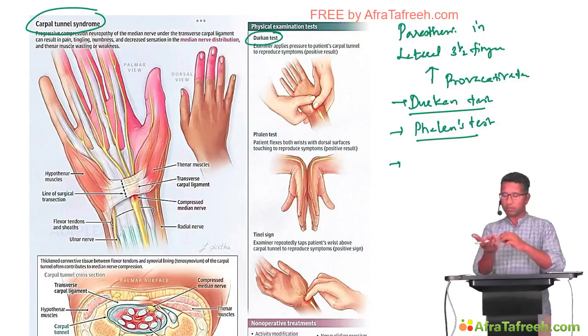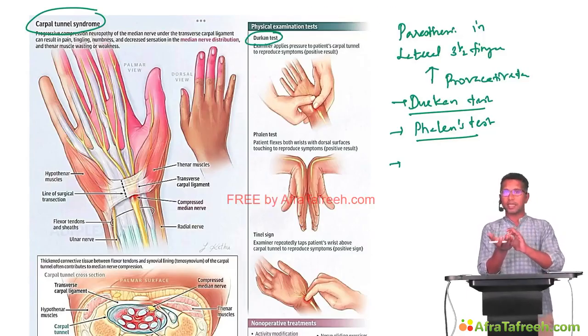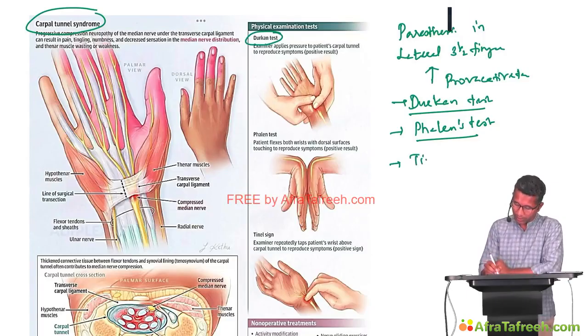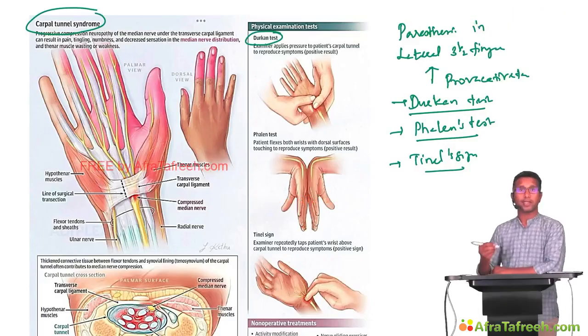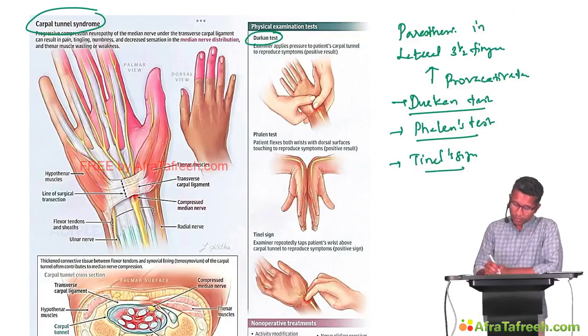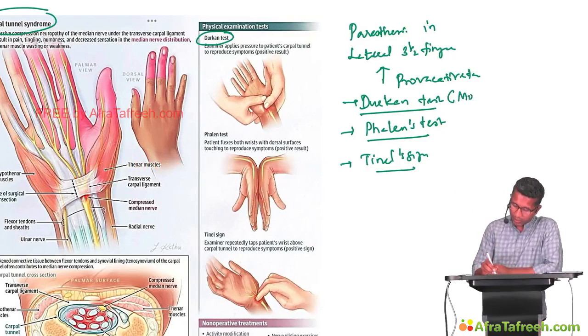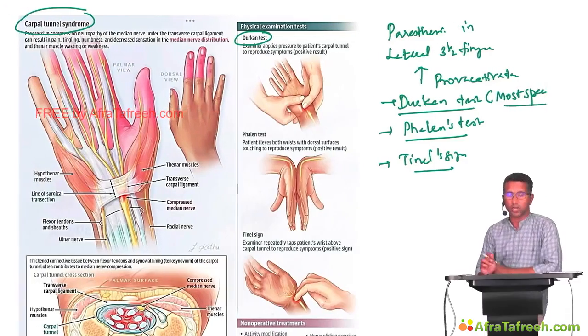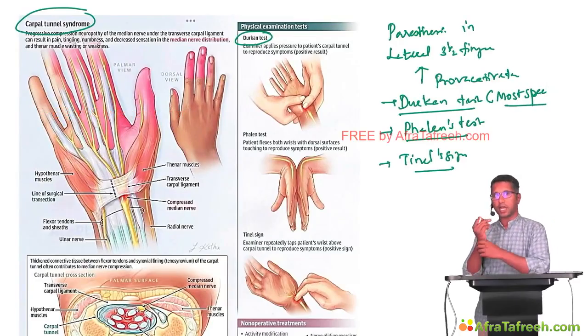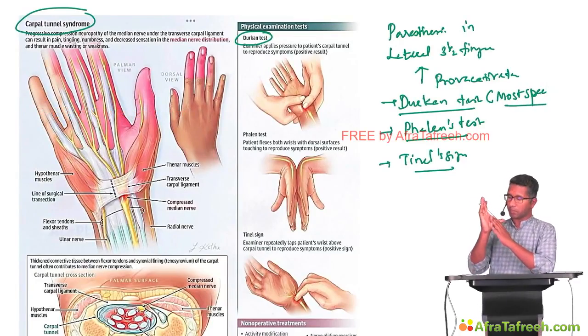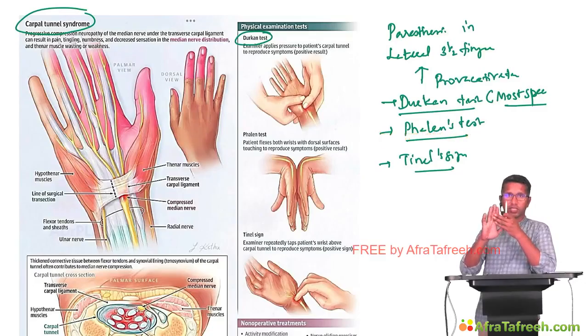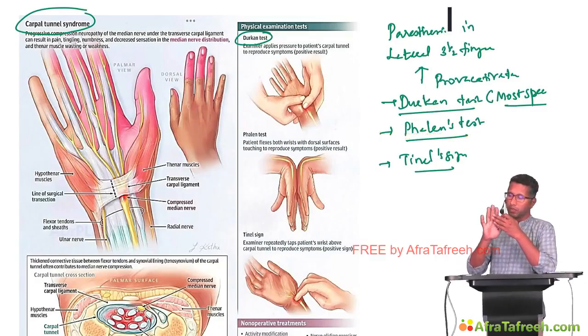You can also tap the median nerve along its course. You will have a tingling sensation, that is called Tinel sign. All these are clinical tests to find out carpal tunnel syndrome. Of these 3 tests, the most specific test is Durkan's test. Also remember, whenever there is carpal tunnel syndrome, the palm will not lose its sensation. Only the fingers lose sensation or become anesthetized.